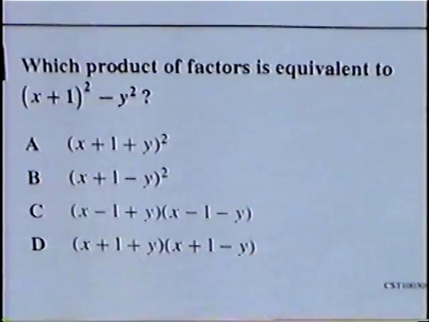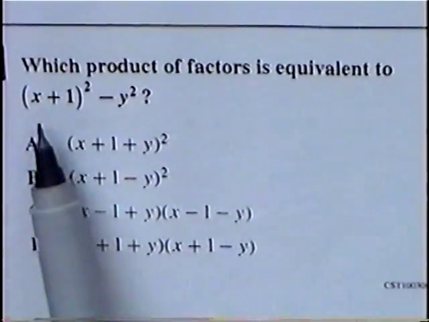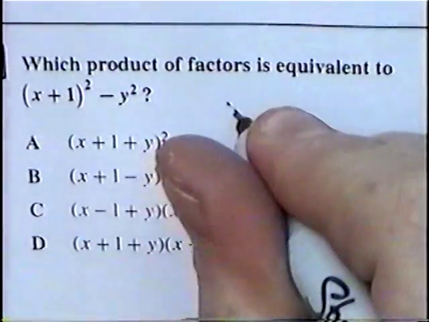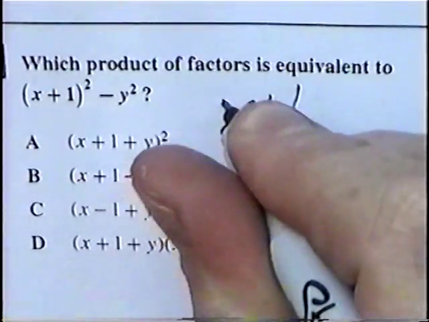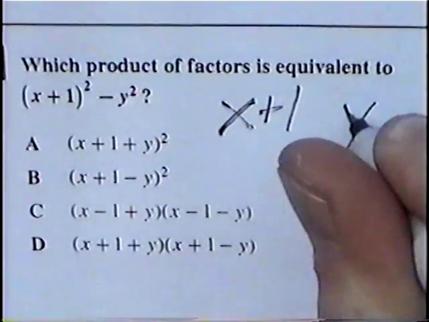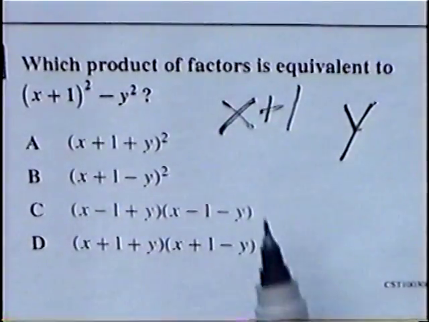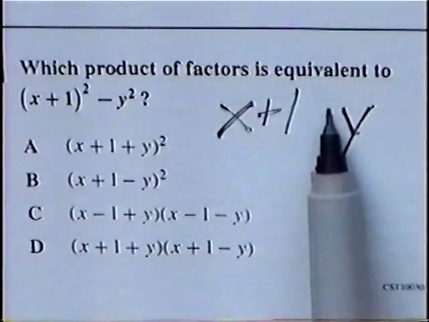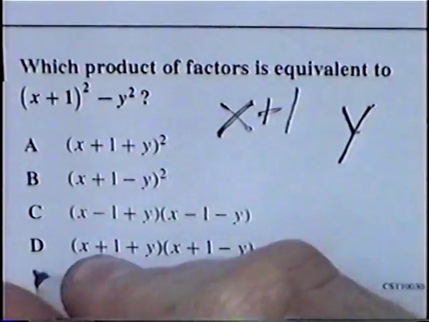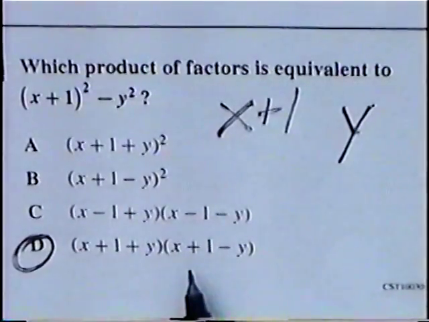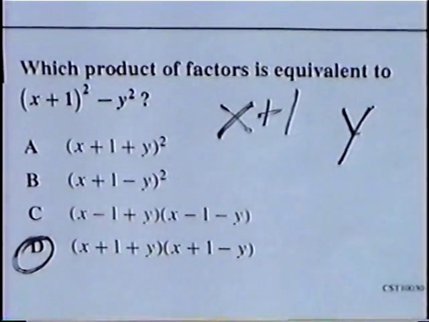The factor of this again is the difference of squares. X plus 1 squared, taking the square root would just be the parentheses x plus 1. And y squared, taking the square root would be y. And again, two parentheses, one term with a plus and one term with a minus. The correct answer would be D, x plus 1 plus y, and x plus 1 minus y.